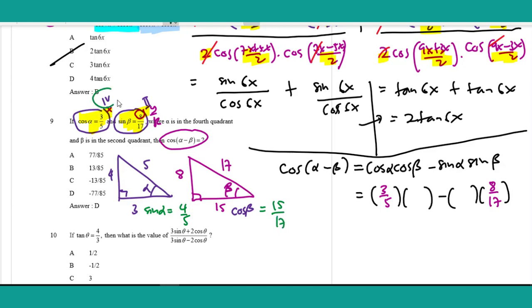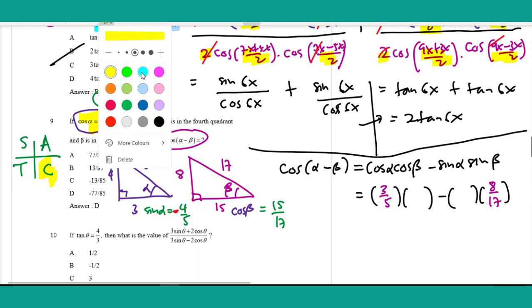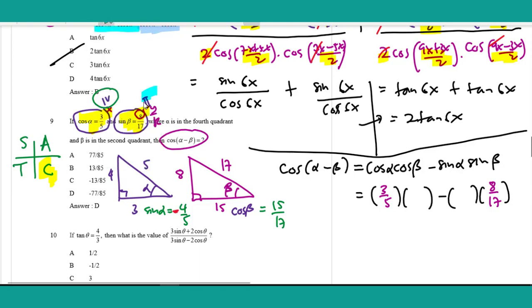Then alpha is in the fourth quadrant. In the fourth quadrant, sine is negative, tangent is negative, and cos is positive. And for beta, in the second quadrant, sine is always positive, so for cos, that one should be negative. Substitute negative 15 over 17. Sin alpha is negative 4 over 5.